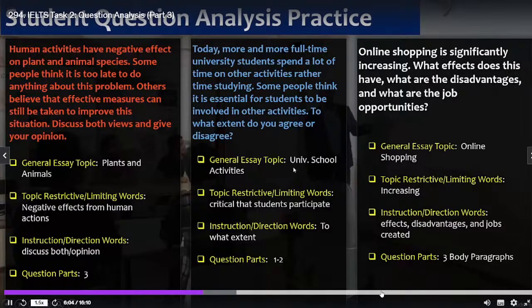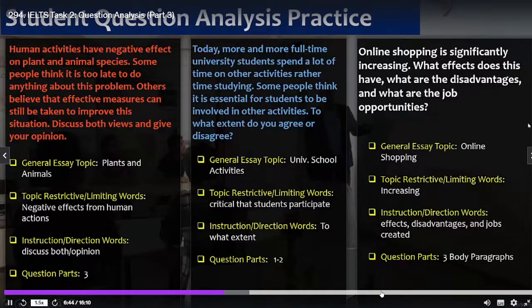The general essay topic is about university school activities, or maybe even university is our general topic. Our limiting language is whether it's critical that students participate in outside activities, right? And then our direction words are to what extent? To what extent do you believe this? You may not fully agree. You may like 75% agree, 25% disagree. You have to make sure that you express that in your writing.